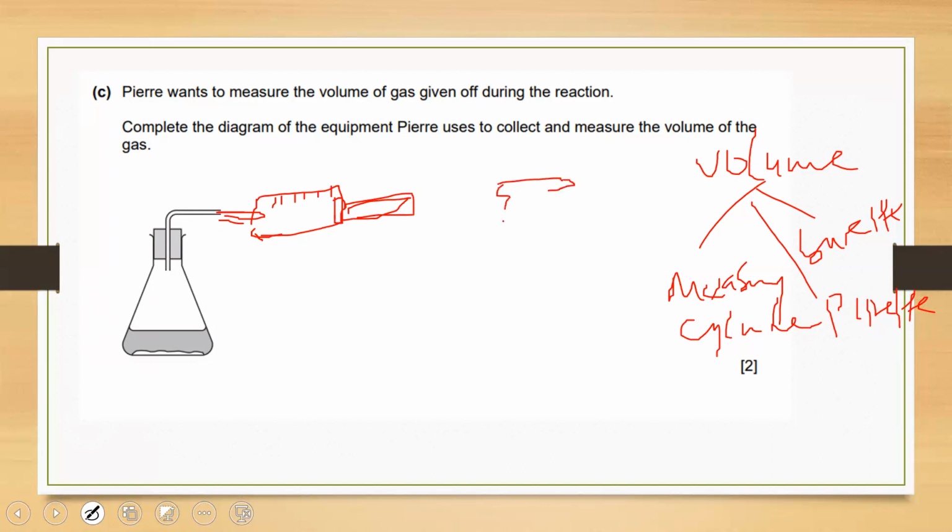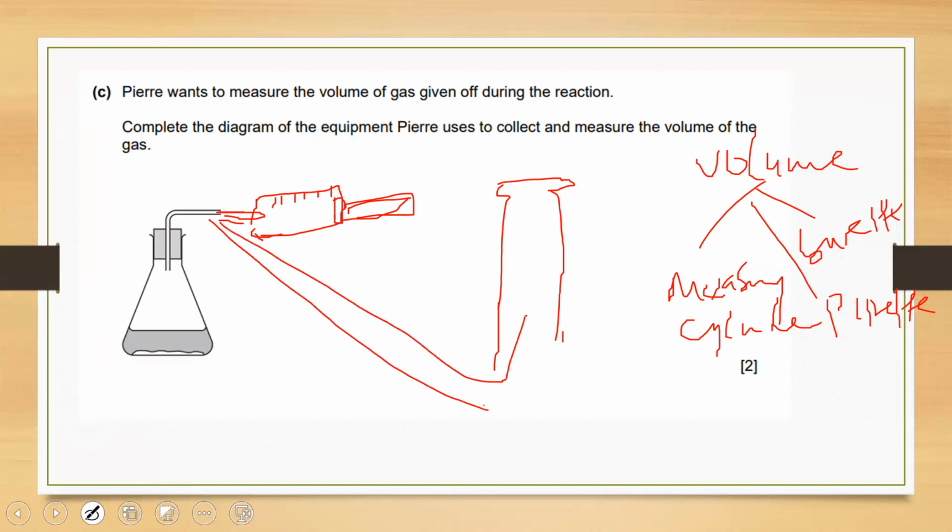An inverted measuring cylinder, and then I have a tube connected, something like this. This is going to be in the beaker, so I invert the cylinder inside. So that could be another way. So either I use a syringe or I use an inverted measuring cylinder to get that.